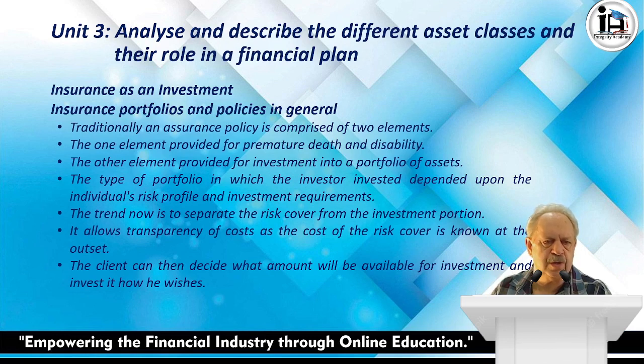Traditionally, an assurance policy is comprised of two elements. The one element provides for the premature death and the disability. The other element provides for investments into a portfolio of assets. The type of portfolio in which the investor invested depends upon the individual risk profile and the investment requirements. The trend now is to separate the risk cover from the investment portion. It allows transparency of costs, as the cost of the risk cover is known at the outset. The client can then decide what amount will be available for investment and invest it how he wishes.